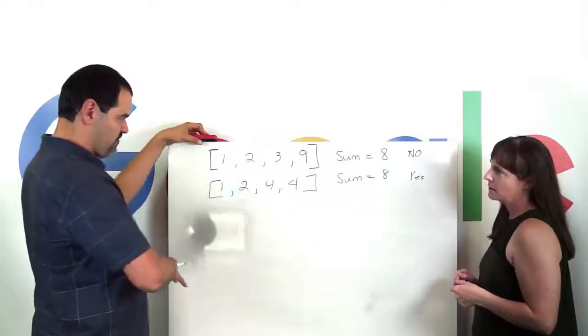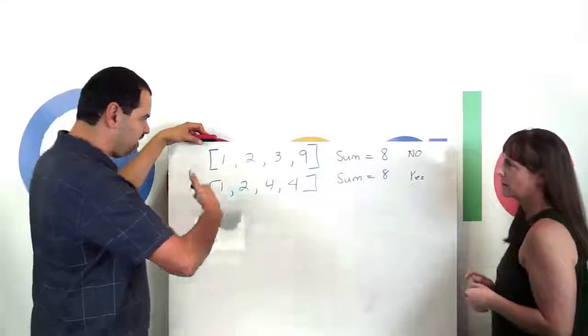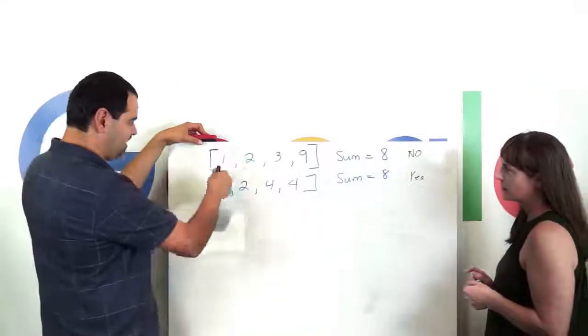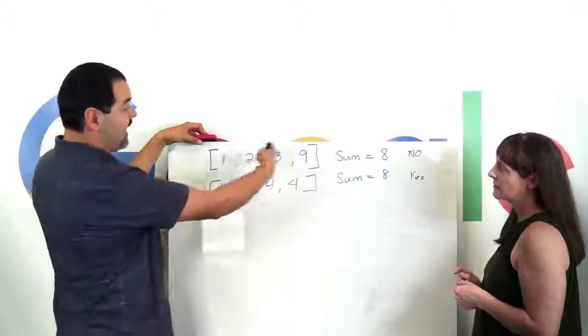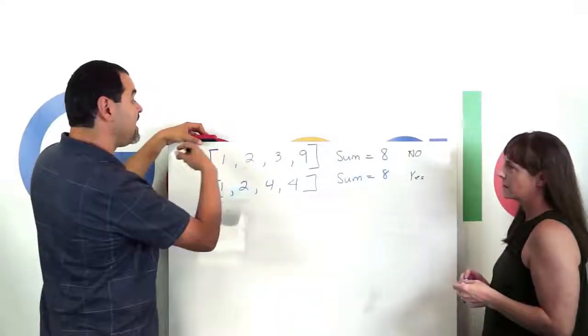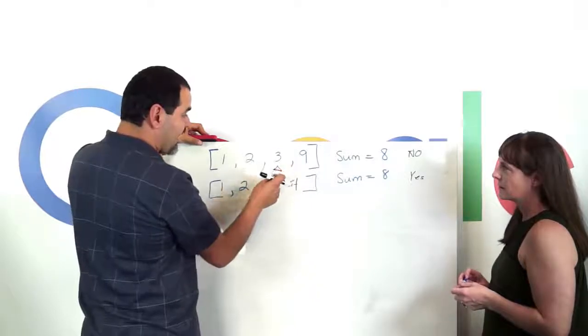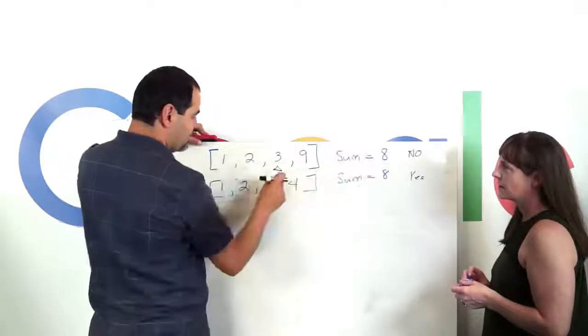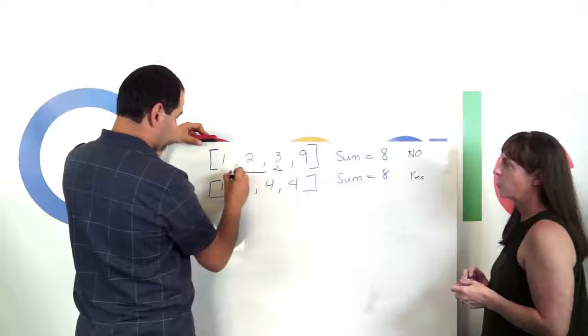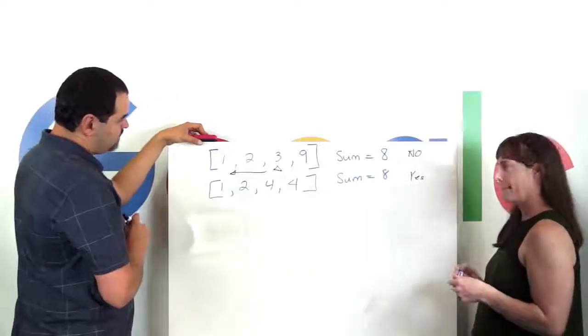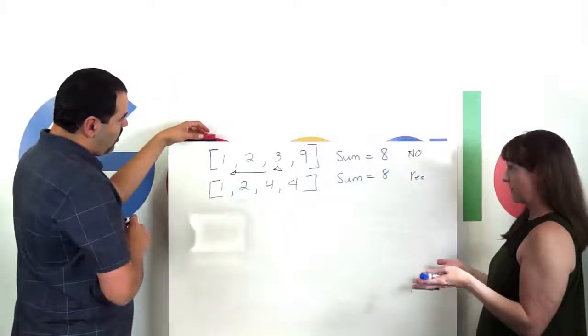But maybe I can do it the other way around. I build it up little by little, and instead of asking a blanket question, is it there anywhere, I just ask, have I seen it in the past? For instance, if I'm here, what I need to find out is if I have seen 8 minus 3. Have I seen 5 in the past? That would work, so you'd have to store 5.